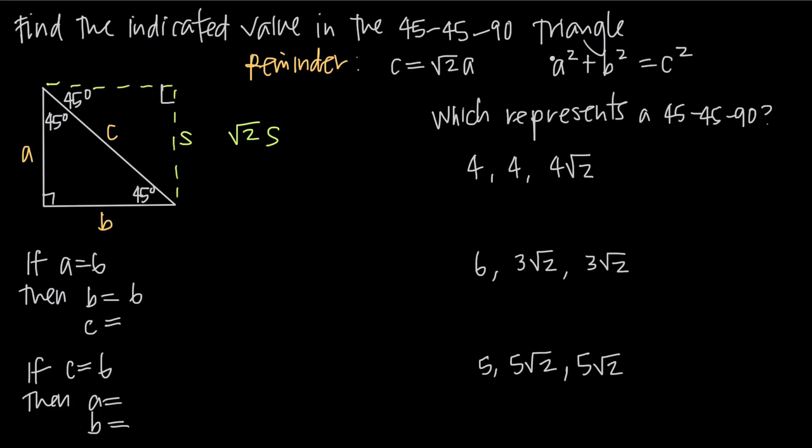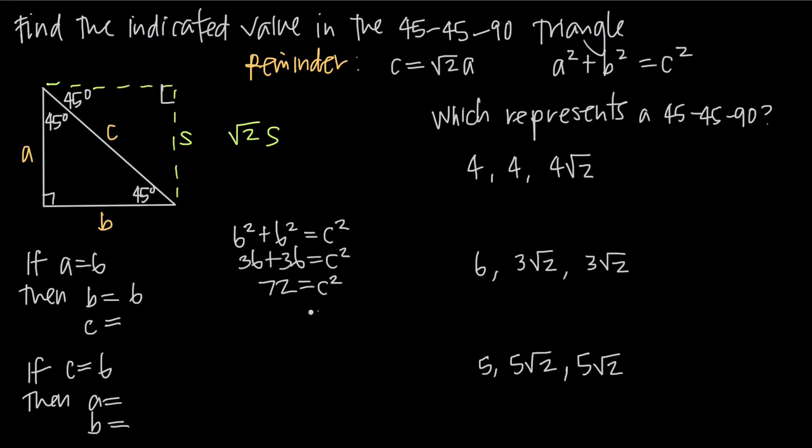Well, to find c, we could use the Pythagorean theorem and say a squared plus b squared equals c squared. So in our case, a is equal to 6 and b is equal to 6, so we could say 6 squared plus 6 squared is equal to c squared. We'd get 36 plus 36 is equal to c squared, 72 is equal to c squared.